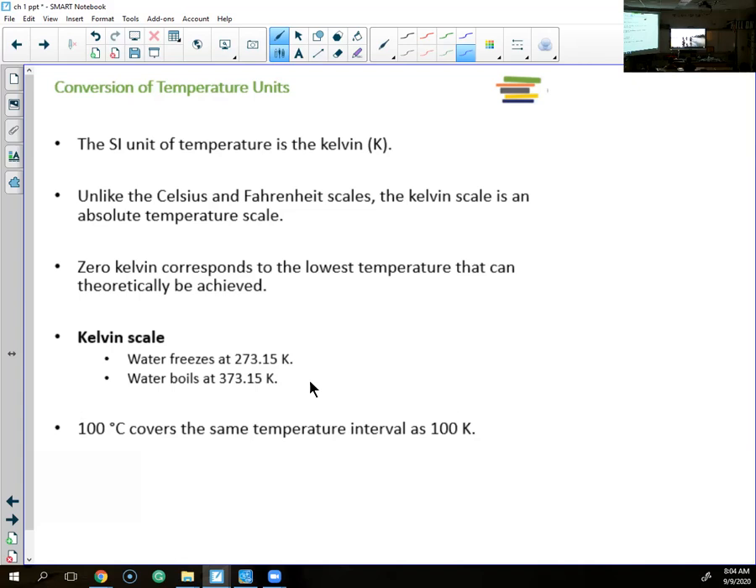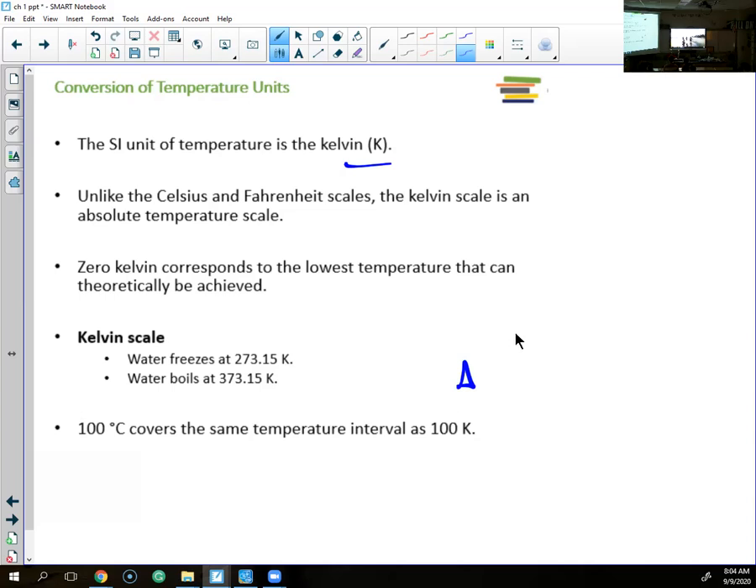All right, temperature. The book talked about Fahrenheit, Celsius, and Kelvin. We care about Kelvin and Celsius. So we use Kelvin a lot. You don't have to write down everything here. You need to know that water freezes at 273. Water boils at 373. All right, 100 Celsius covers the same temperature interval as 100 K. So the change in 1 Celsius is equal to the change in 1 Kelvin.